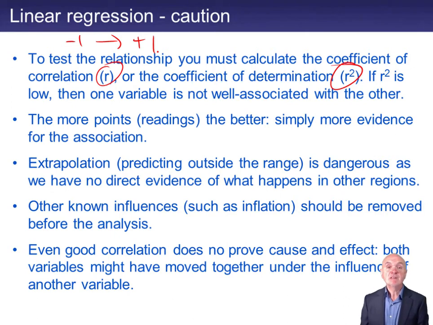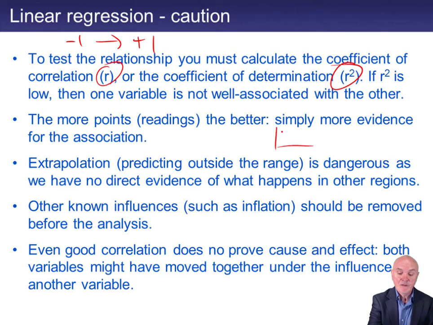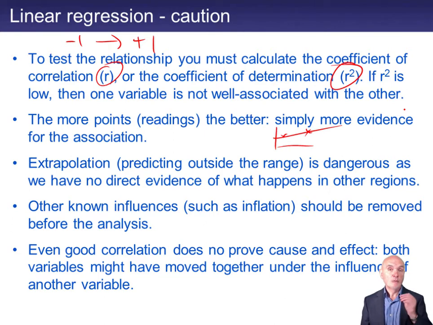If it was +1, there's perfect positive correlation. As one variable increases, so does the other. So this could be volume produced and cost. If r is 0, then there's essentially no correlation whatsoever. The more points you have, the better. Basically, if you had only 2 points on the graph, any fool can put a straight line through those. It doesn't really prove anything. But if you can put a straight line almost through 20 points, then you've got quite good evidence that there's some sort of relationship between them.